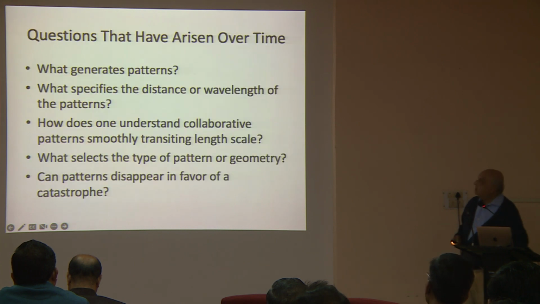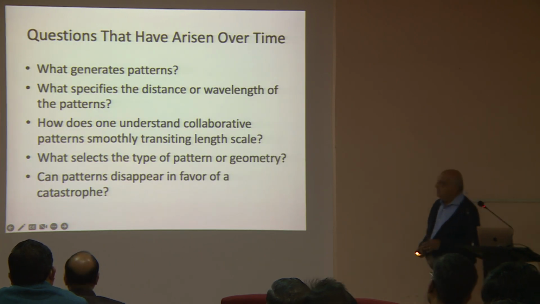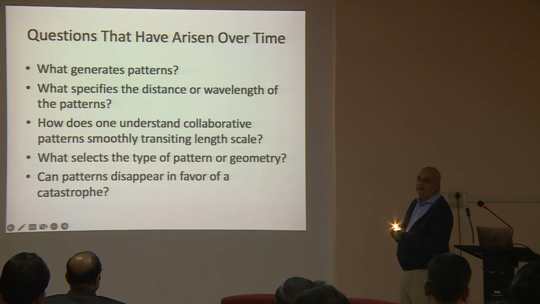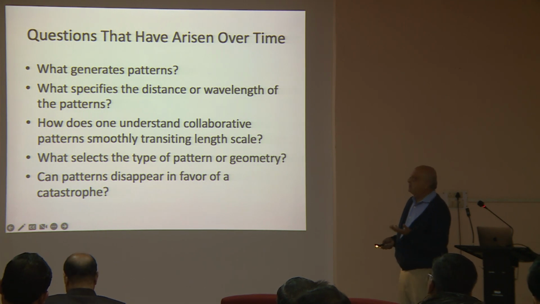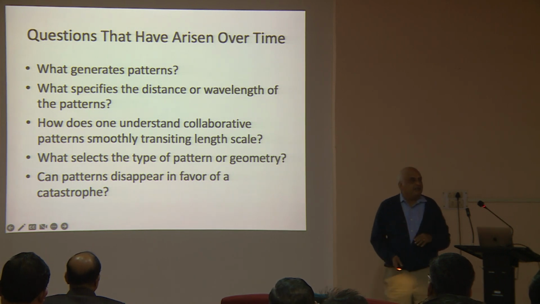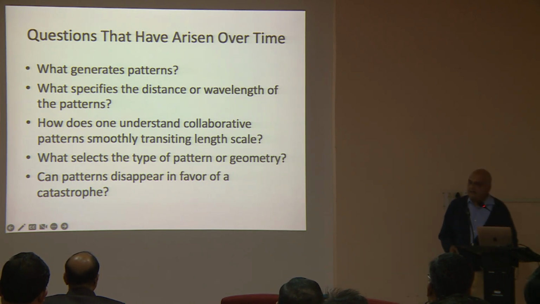That's yet another talk. So the questions that have arisen over time are: what generates patterns? What specifies the distance or wavelength of the patterns? In my group, this is what we study, principally in fluid mechanics, also in heat transfer. How does one study collaborative patterns that transit various length scales, going from one to the other? What selects the type of pattern or geometry? And can patterns suddenly disappear in favor of a catastrophe? These are the questions that we have asked and we continue to answer in part.